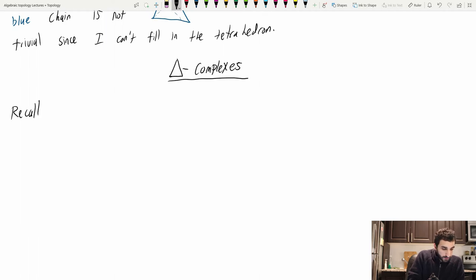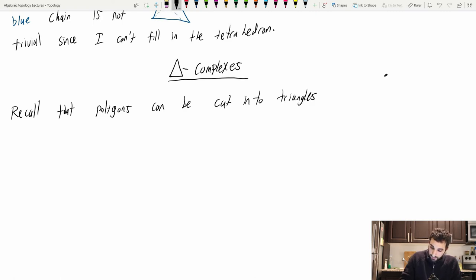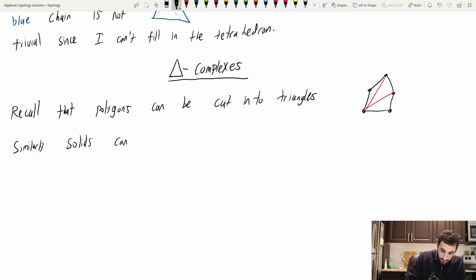Recall that polygons can be cut into triangles. For example, if I have a good old pentagon here, I can cut this into little triangles like so. So it's the union of three triangles there. Similarly, in higher dimensions, or let's just start with solids, they can be cut into what are called tetrahedra.